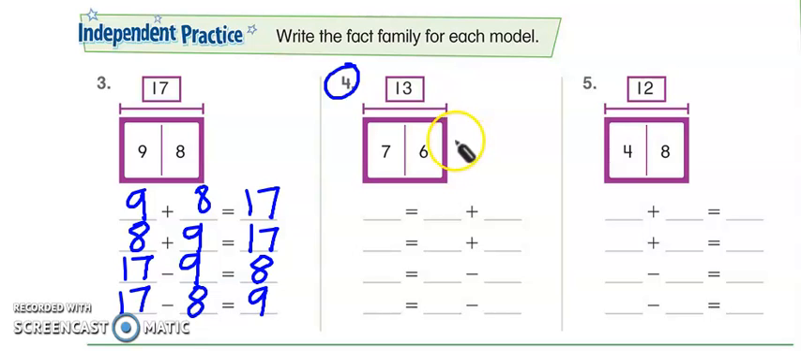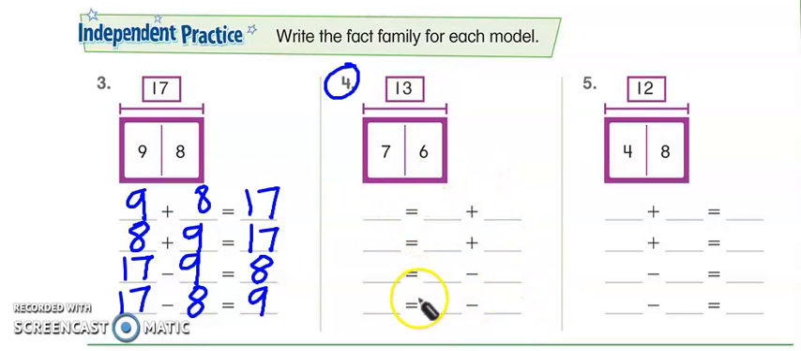All right, so we have 13 as the whole. We have one part which is 7, one part which is 6, and notice how they changed where they placed the equal sign. So it doesn't really matter, as I mentioned in the prior video. You can have it in the front, you can have it in the back, as long as you pay attention where it is.